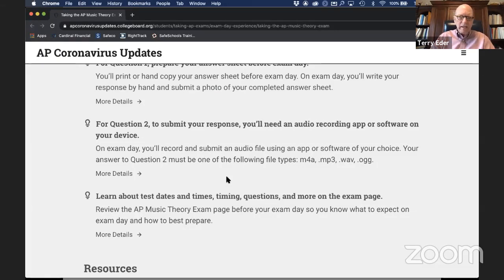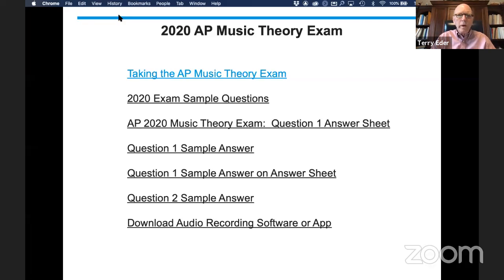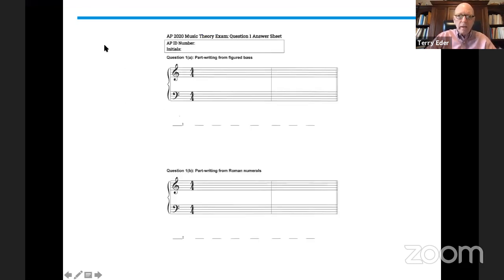Learn about test dates and times, timing, questions, and more on the exam page. Review the AP Music Theory exam page before exam day so you know what to expect and how best to prepare. Okay, so we'll come back to that link. And I think with some of these other ones that I had on this particular page with the links, this will make the review of yesterday's test be those examples today. So let's go on to that if we can.